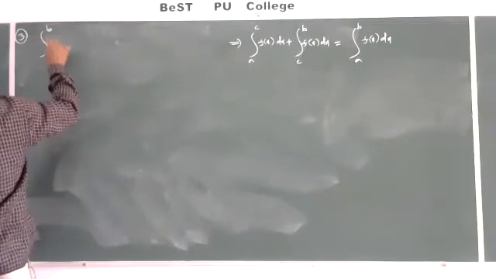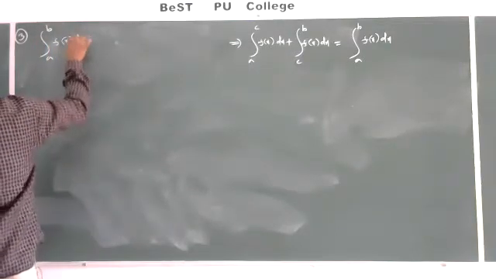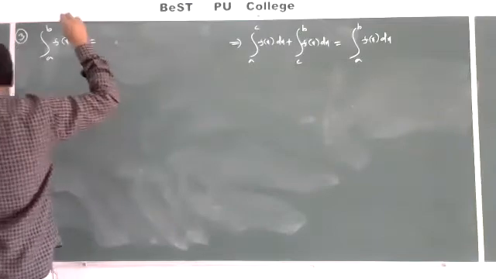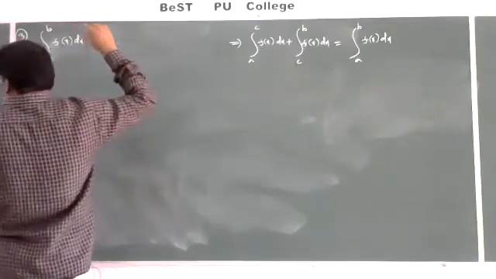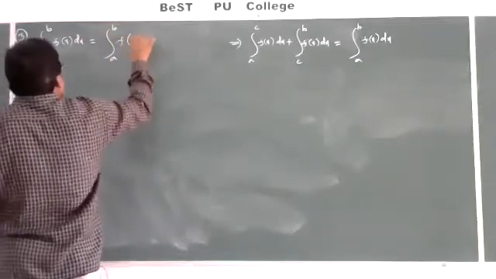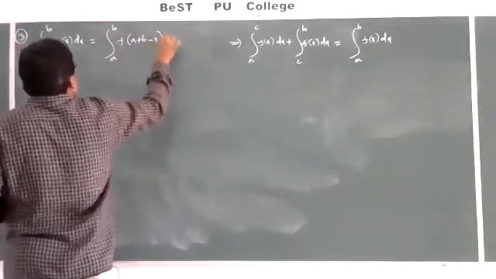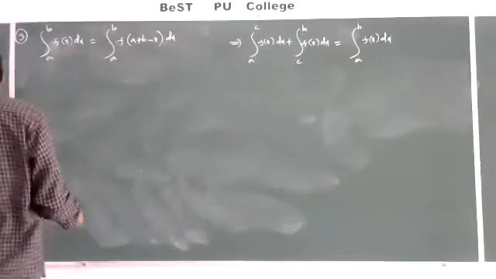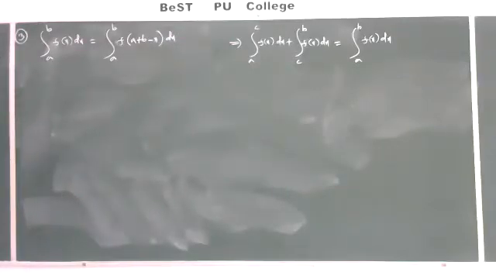Integral a to b f of x dx is equal to integral a to b f of a plus b minus x dx.